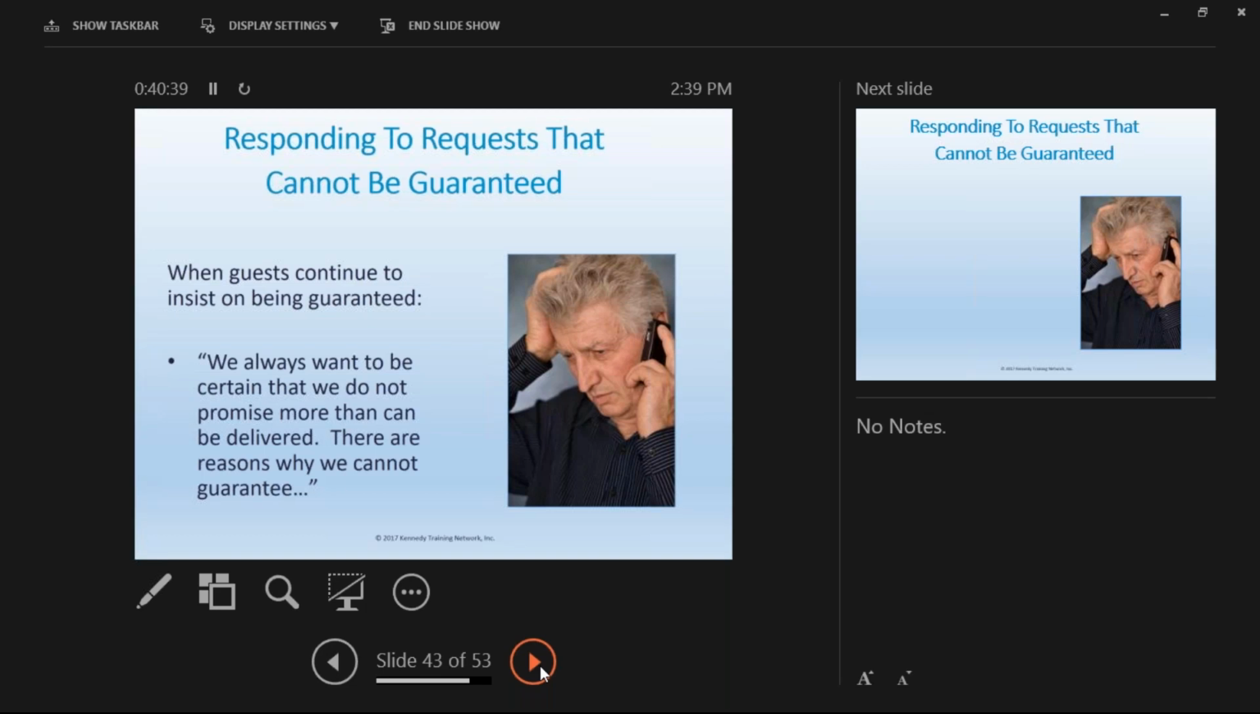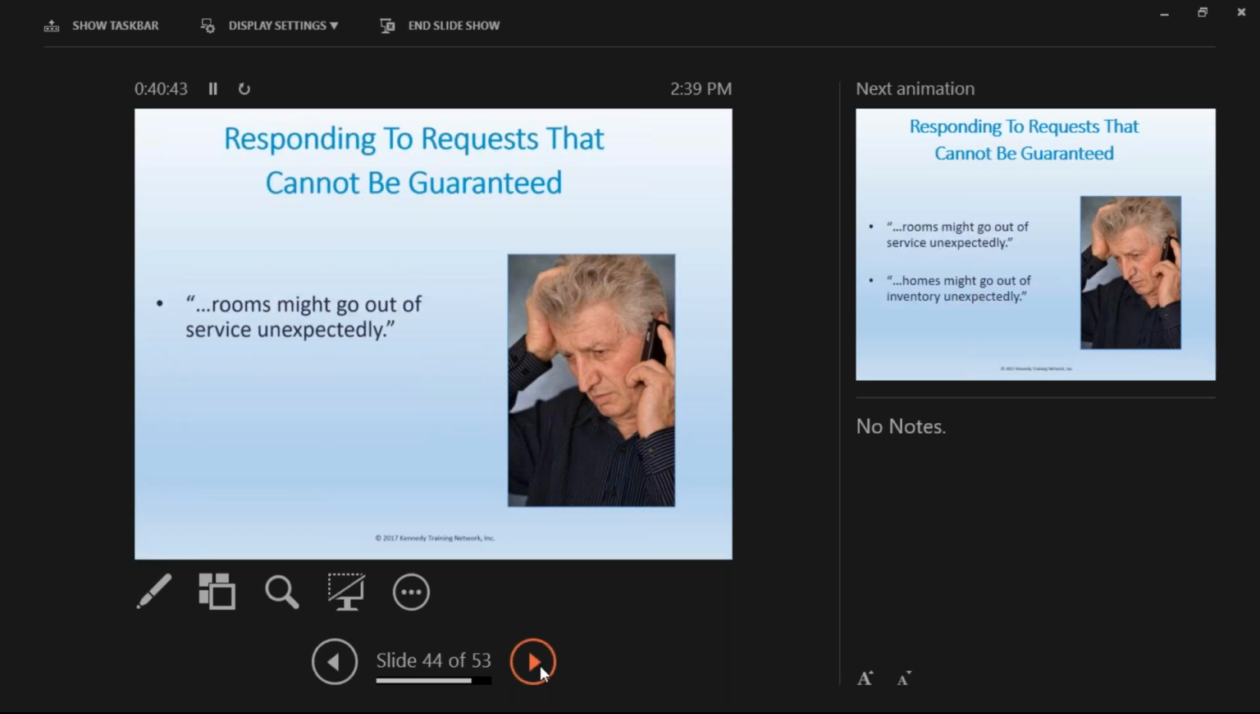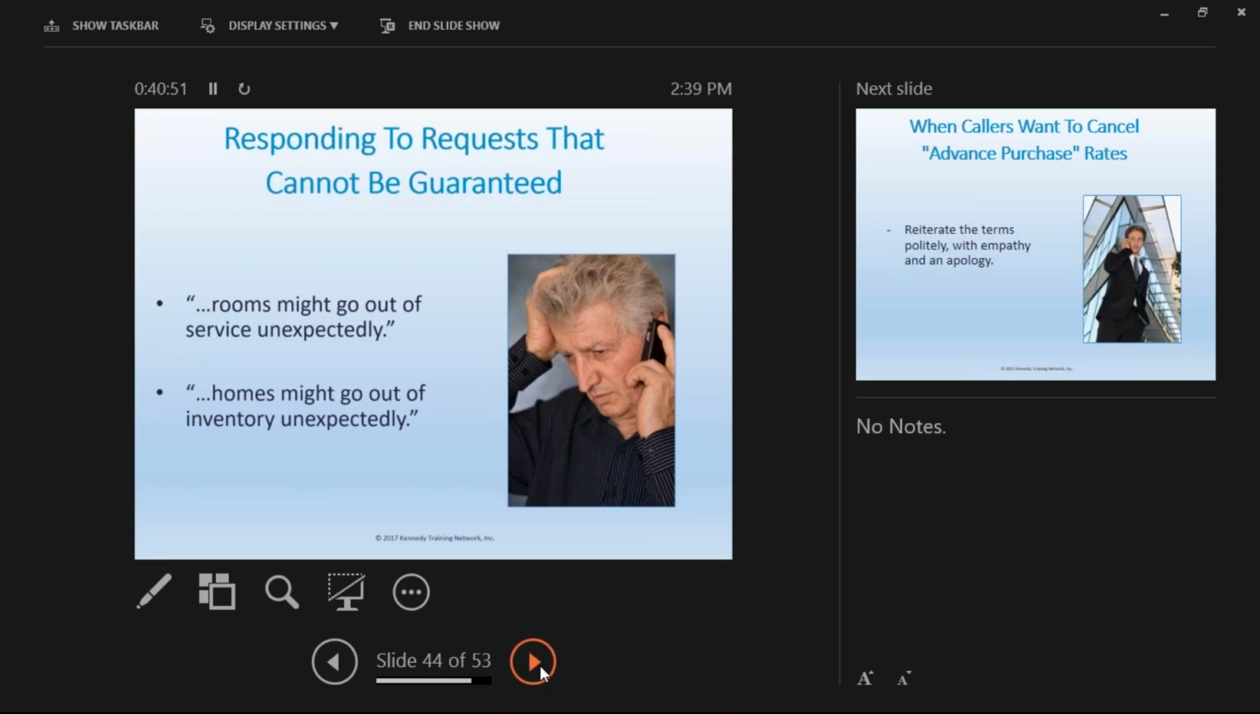He's never had this problem before. And that's when we fall back to the next statement. We say, well, you know, we'll make a note of your request. Well, we don't want to promise you more than we can be certain of delivering, because a room might go out of order unexpectedly, or a home might go out of inventory unexpectedly.